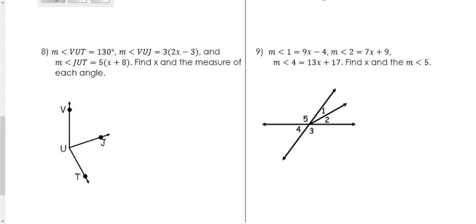So make sure these are done, and then on Friday we're going to do test review, so you'll get the packet. And then test on Tuesday.